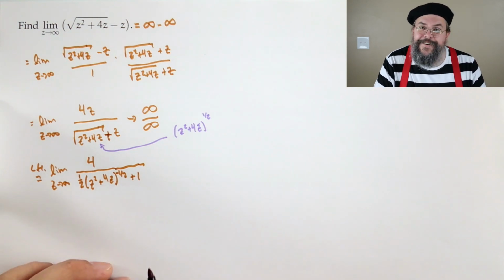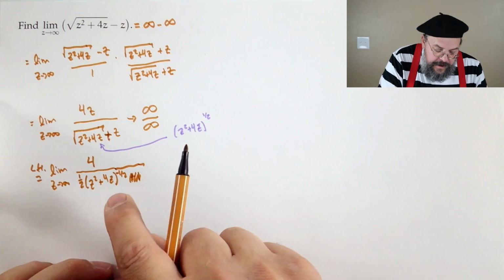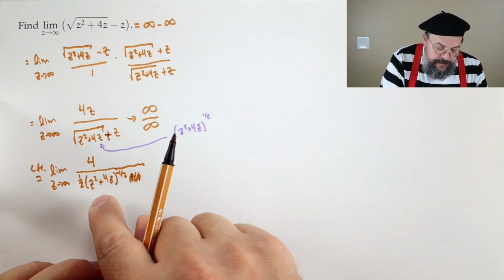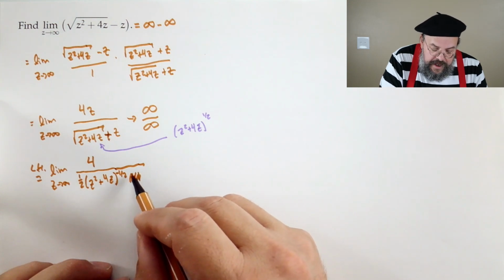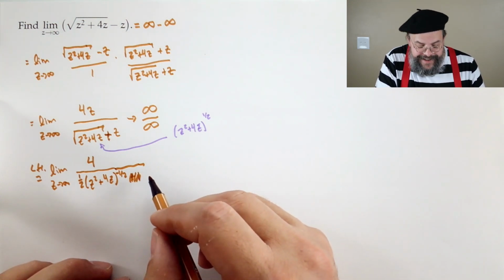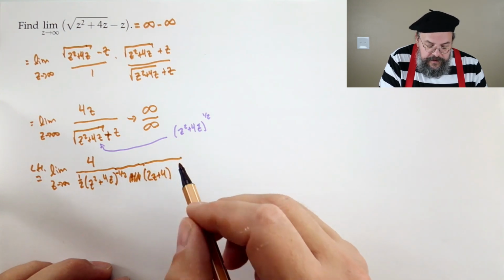Whoops. What did I forget? You see? Not yet, not the plus 1. I forgot the chain rule. So I have to multiply by the derivative of z squared plus 4z. So this is really a big dot for multiplication. So that's times 2z plus 4, and then the derivative of plus z is plus 1.